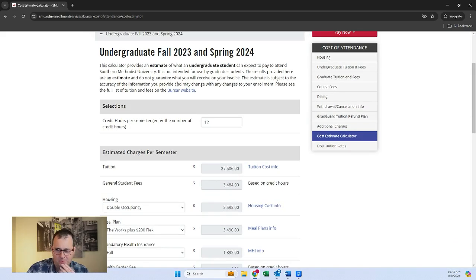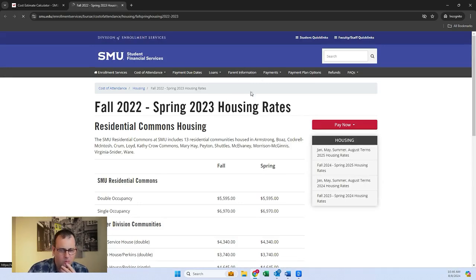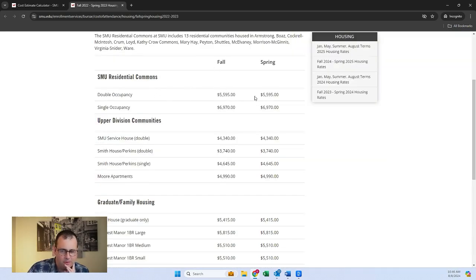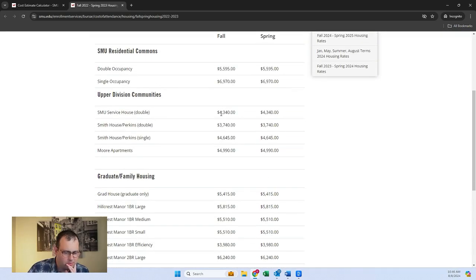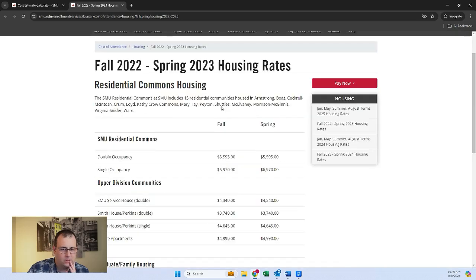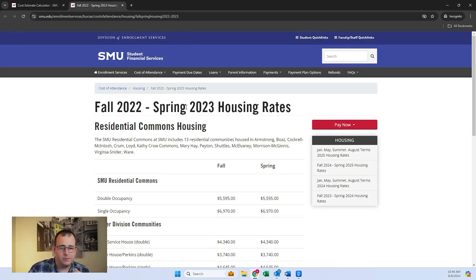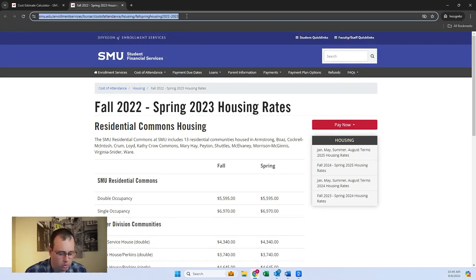This is going to be your estimate. Housing cost info. So you can see here, fall, spring, graduate housing. So this is where you can get those numbers for SMU. And it's going to be a similar process for any school. So let's do one more.